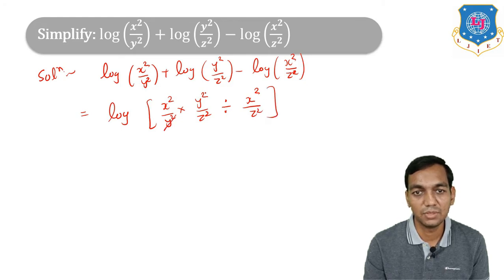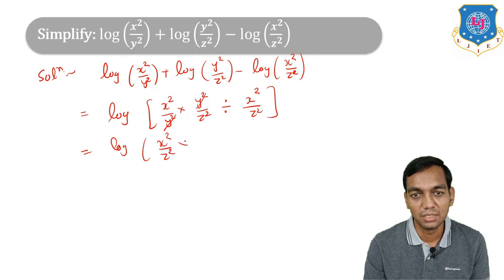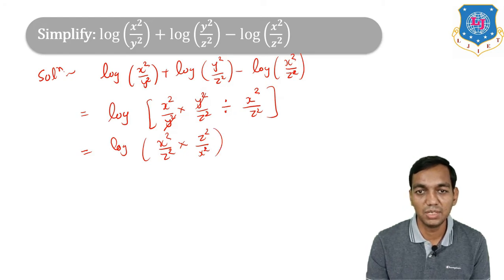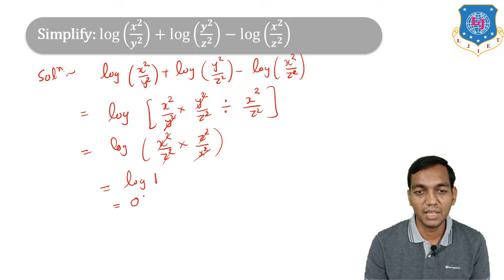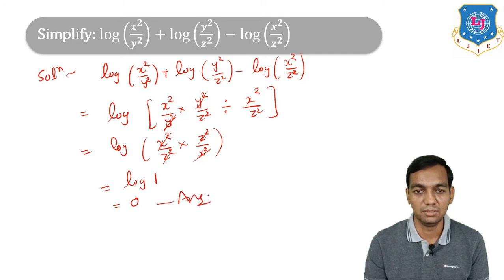So here y square cancels out. And you will have x square by z square divided by x square by z square. Or I am going to write this as x square by z square into z square upon x square. Division can be written in the form of multiplication by taking reciprocals. Z square, x square will be cancelled out, and you will get log 1. Now log 1 is always 0. If you have any base, then also log 1 has a value 0. So this one is the answer.